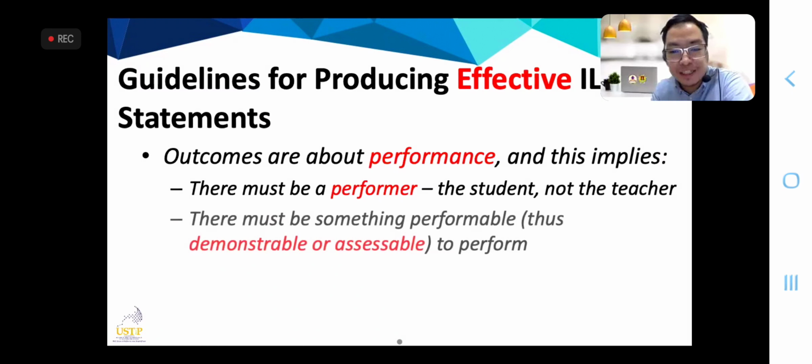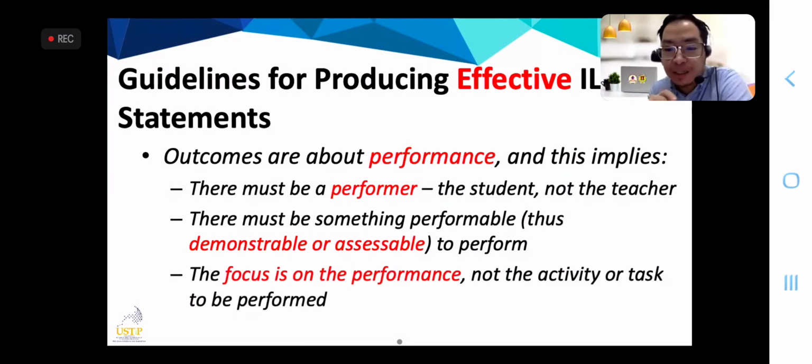Next, there must be something performable and thus demonstrable or assessable. So if there's a performance, they need to do something. And what they do is something they can demonstrate. And if it's something they can demonstrate, it's something you can assess, you can measure. And lastly, the focus is on the performance and not the activity or task to be performed.